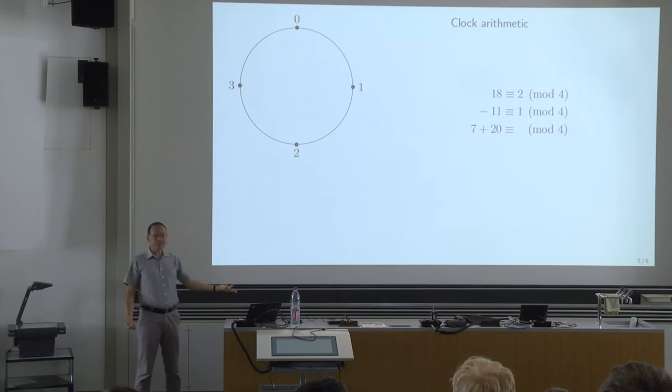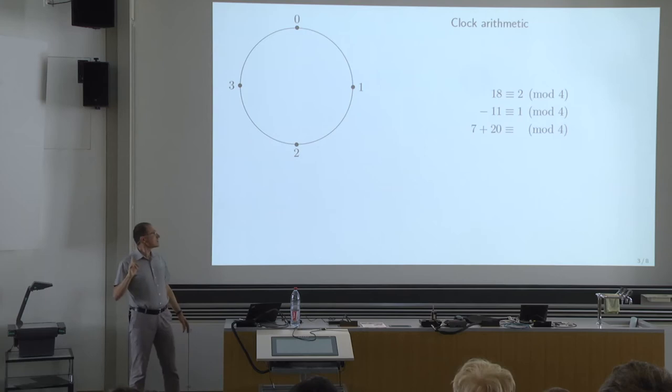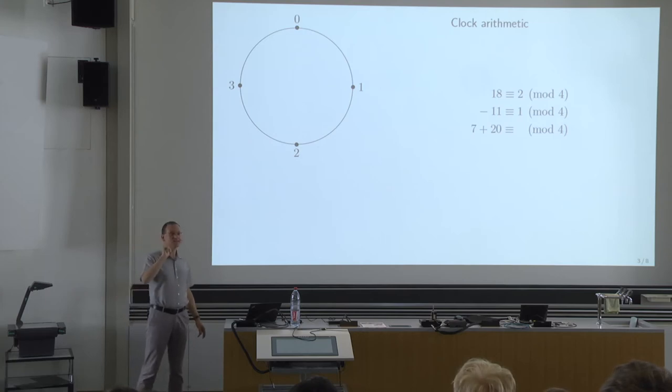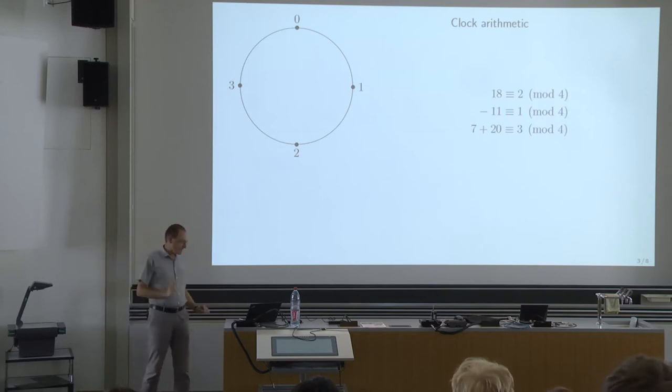You can add 7 plus 20. What is 7 plus 20? Yes? It's 3, because 27 is 24 plus 3. Okay.